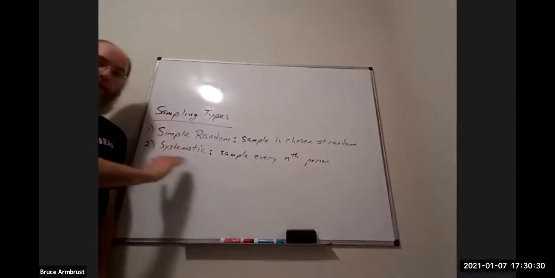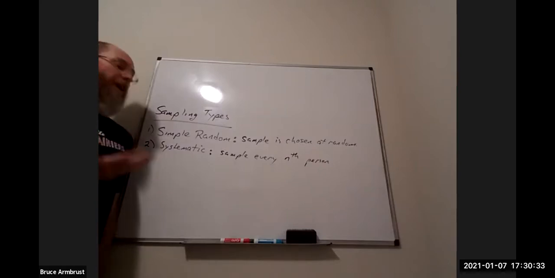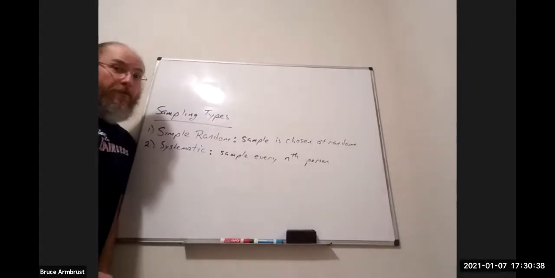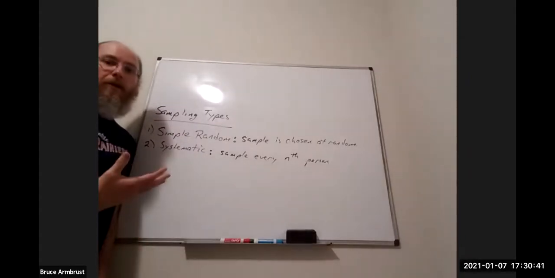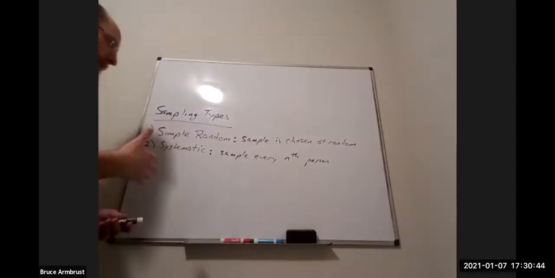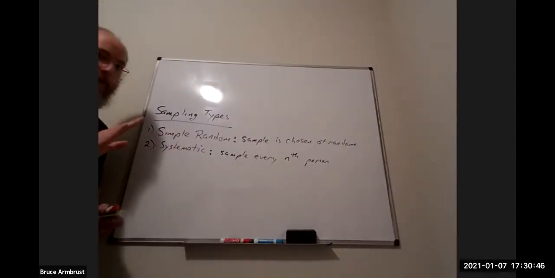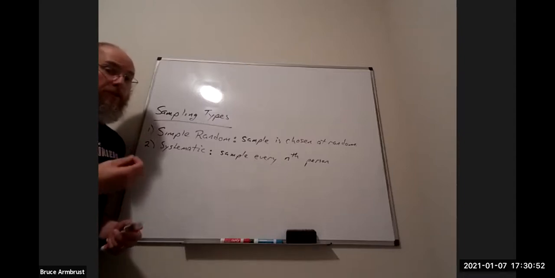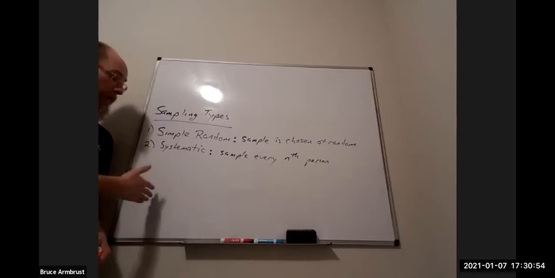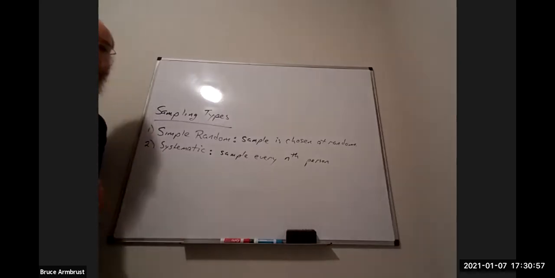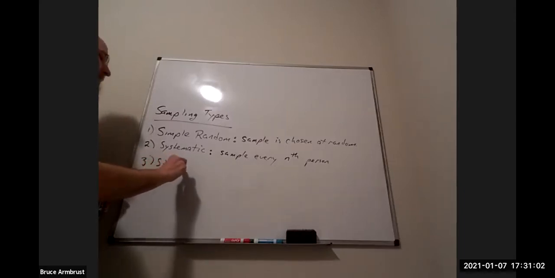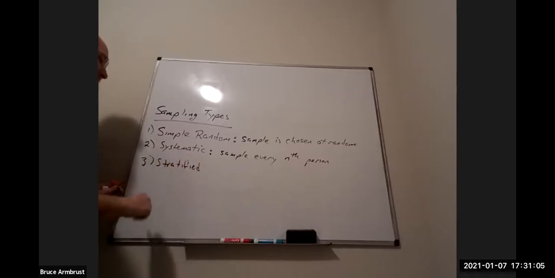Okay, so that's systematic. Now, systematic may not be what we want. We may not want every fifth or every 10th or every whatever. So we also have some other ones. The next two are very similar. I'm going to warn you, these are very similar, so we need to pay real close attention to which one's which. I'm going to put up both their names, and we'll talk about the difference between them. There's stratified, and there's cluster.